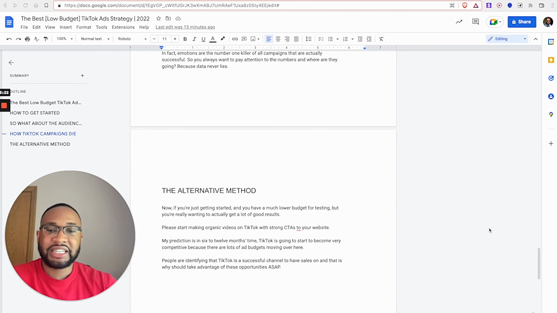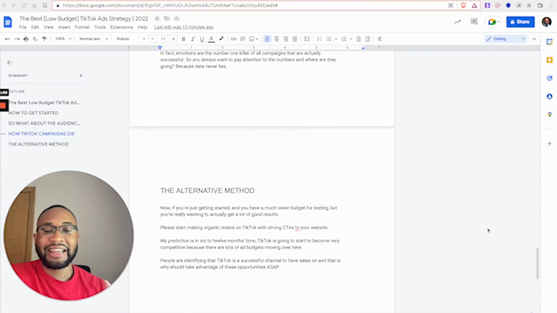Our prediction is that within 6 to 12 months, TikTok is going to become the norm and it's going to become competitive. A lot of ad budgets are going to move onto TikTok from places like Facebook, and I would also say Google. People are identifying that TikTok is a successful channel to have sales on, and that is why you should take advantage of these opportunities ASAP.